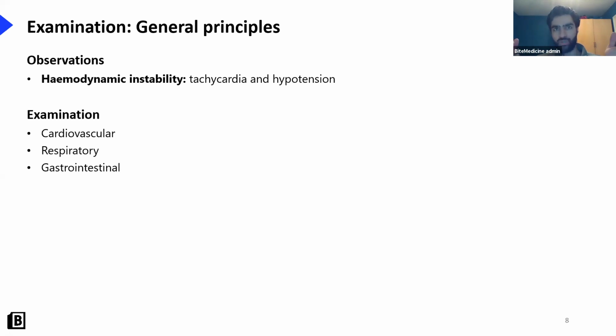Of course, we know the different differentials of chest pain, so we're going to examine according to those causes. Examine the cardiovascular system, examine the respiratory system, examine the abdomen. Okay, nice, thorough examination.